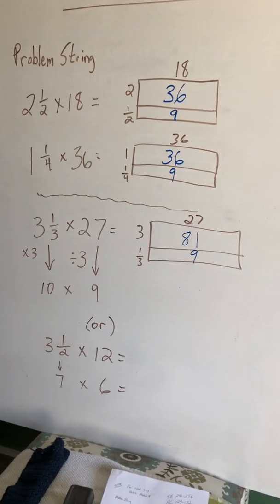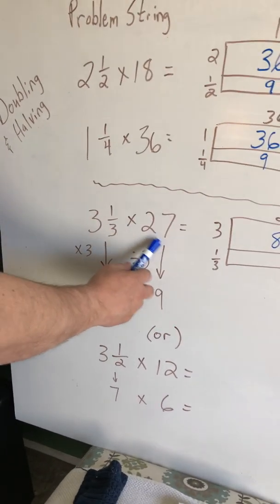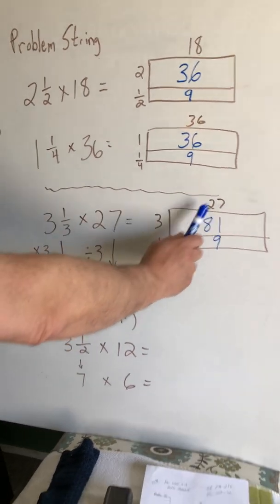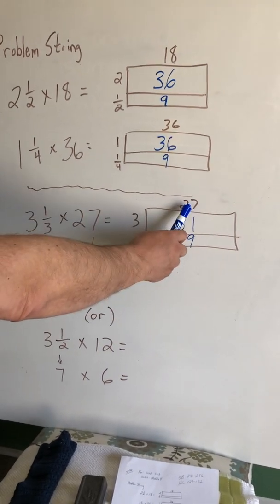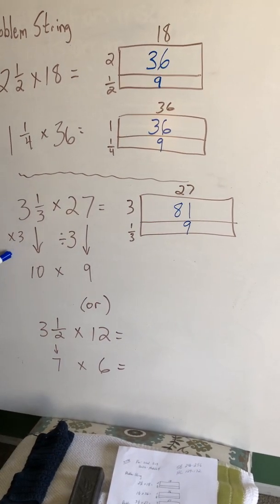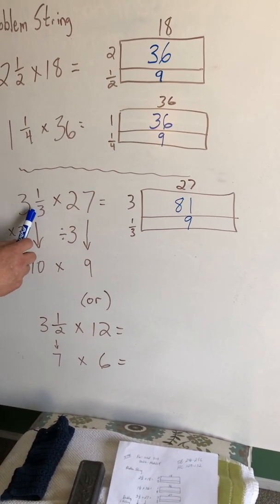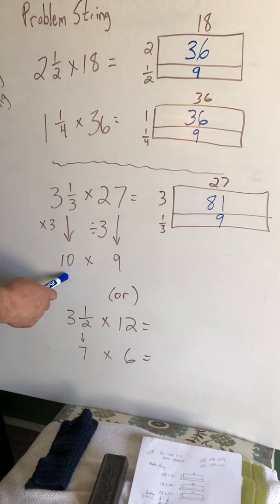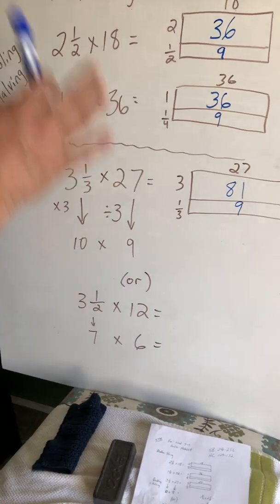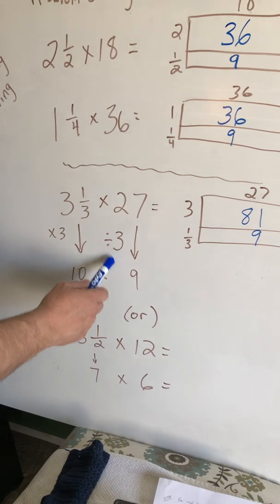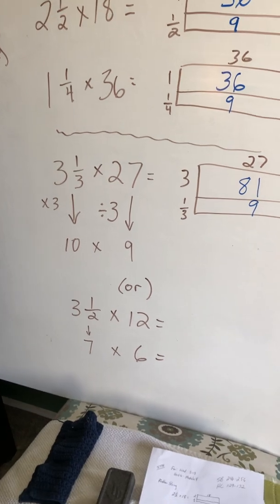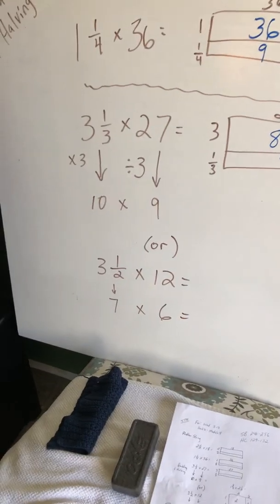You can also do, if you look at this one, 3 1/3 times 27. 3 1/3 down, 27 across. We have 3 times 27 is 81. 1/3 times 27 is 9. You add those together, you get 90. But look what happens over here. If you multiply the 3 1/3 times 3, you get 10. And if you remember doubling and halving, well, triples and divided by 3 works too. So 27 divided by 3 is 9. You get your 90.